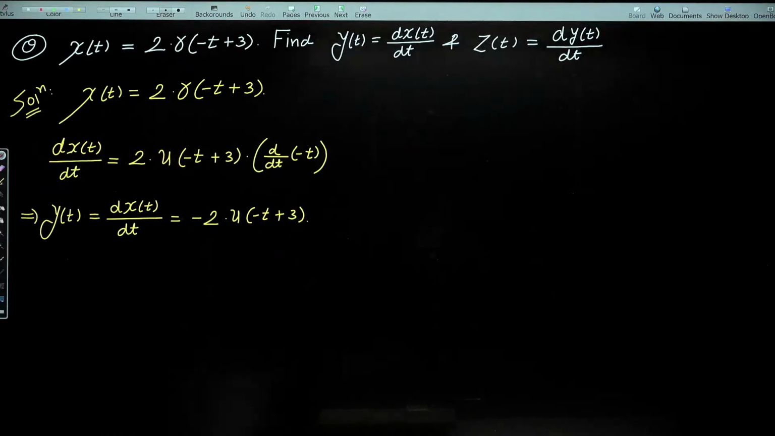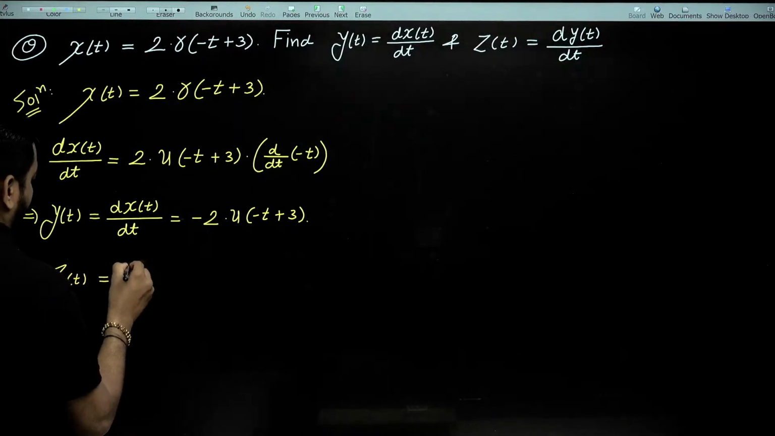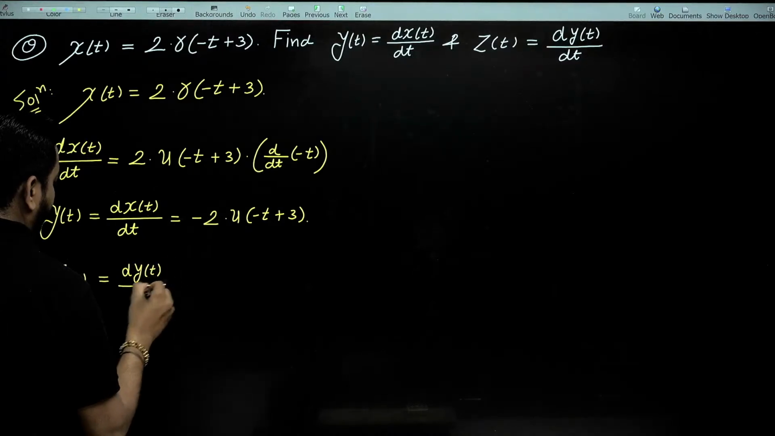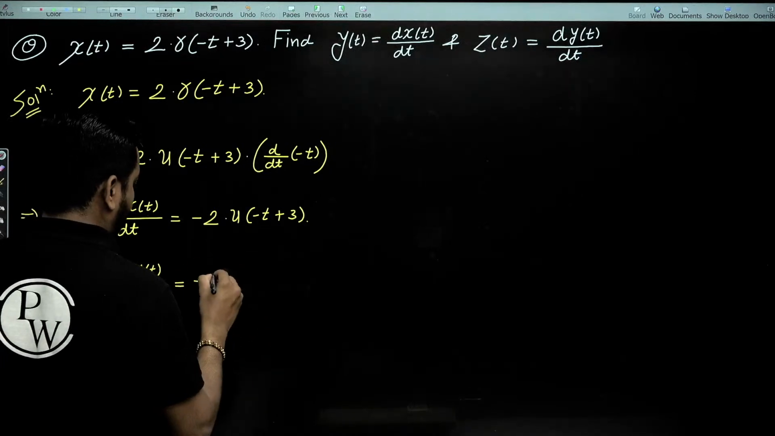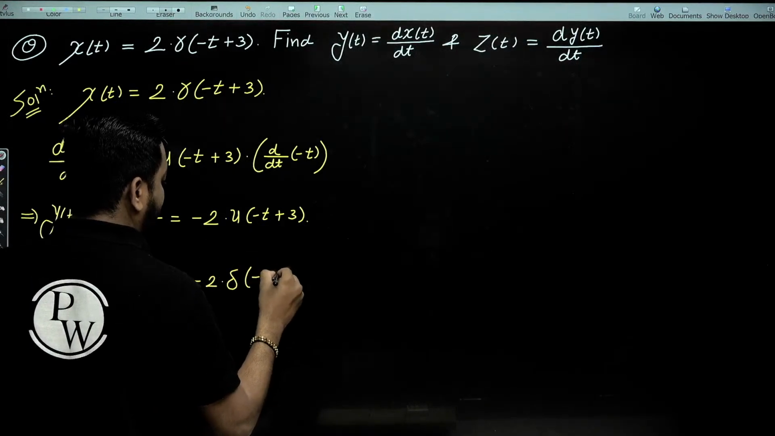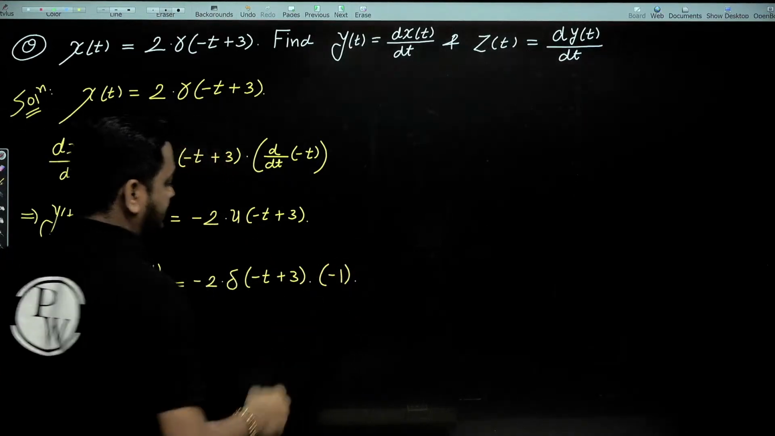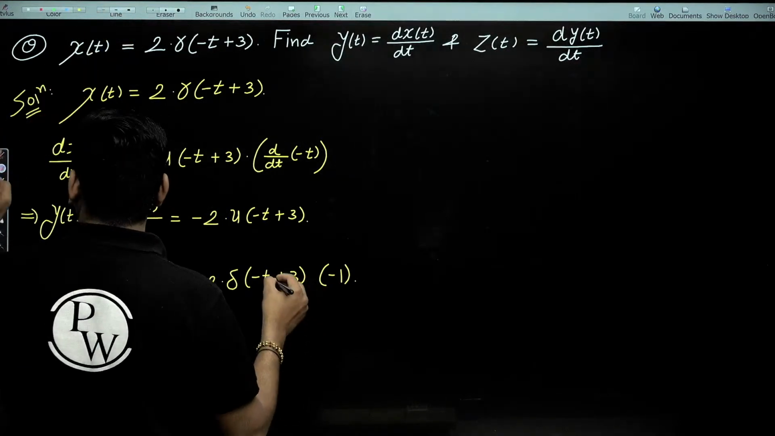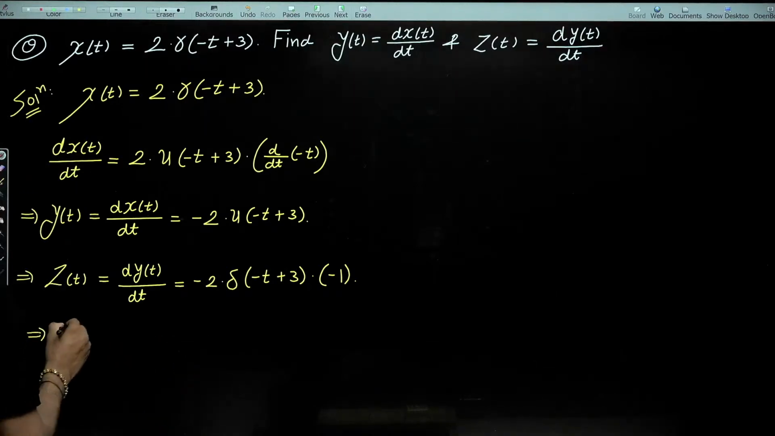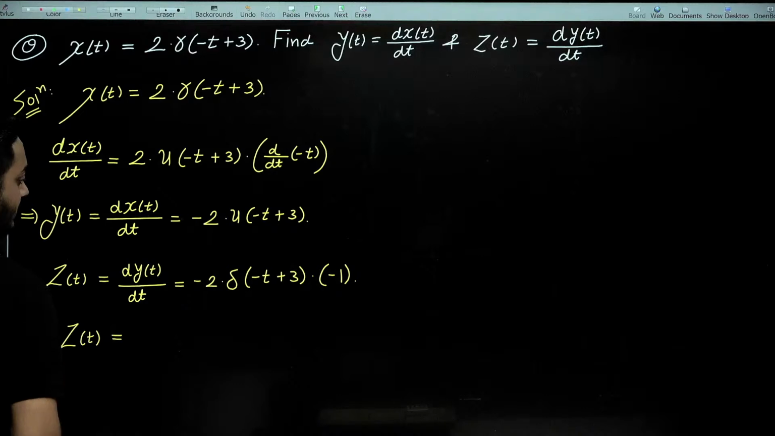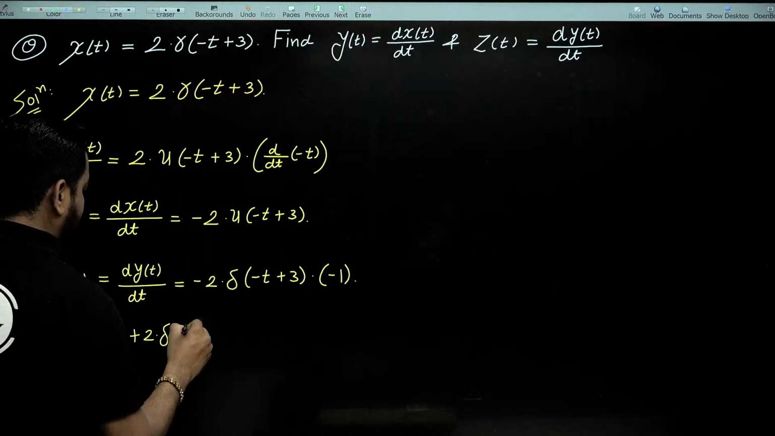Again differentiation, z of t equals dy of t by dt. Differentiation of step is the impulse function, so minus 2 del of minus t plus 3, and again differentiation of minus t is minus 1. So minus times minus gives plus, and z of t will be plus 2 del of minus t plus 3.